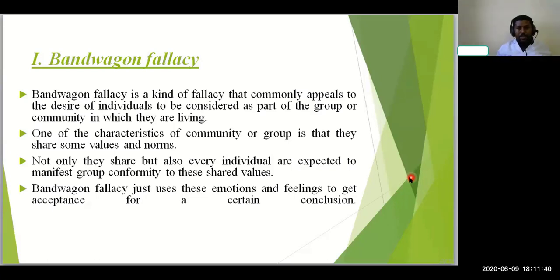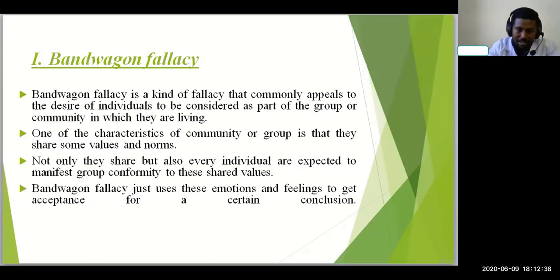This is a kind of fallacy that commonly appeals to the desire of an individual to be considered as part of the group or community in which they are living, associating the individual with the group or with the community. One of the characteristics of the community or the group is that they share some common norms and values. Not only share, but also every individual is expected to manifest group conformity. We have seen what conformity is in the case of barriers of critical thinking, conformity in the case of group thinking. So the bandwagon fallacy just uses this emotion and feeling to get an acceptance for a certain conclusion.